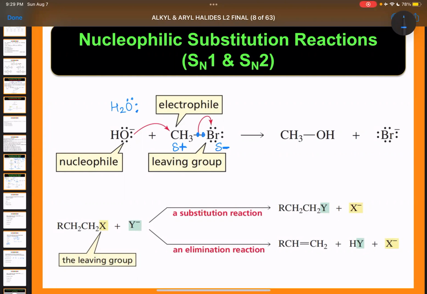So you can see the OH will get connected to the carbon and the Br will come out. So this is a nucleophilic substitution reaction, and the nucleophile is responsible for carrying out this reaction, as you can see over here. That's why it is called a nucleophilic substitution reaction. One group which is a nucleophile displaces another group; that is a nucleophilic substitution reaction.